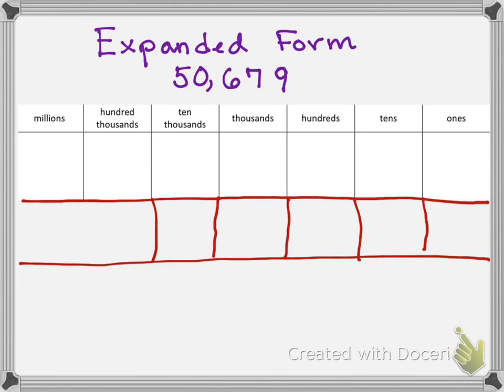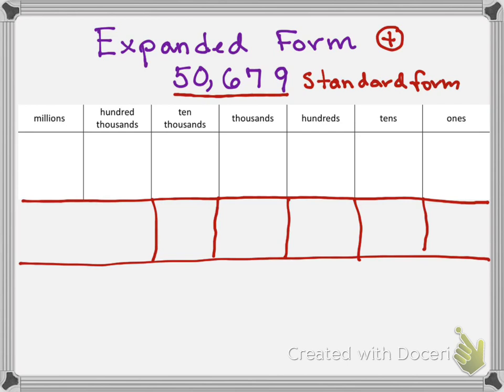All right, we're going to practice writing a number in expanded form. Right now, this number, 50,679, is in standard form. And we want to change this into expanded form. We want to stretch this number out. And how we do that, we're going to be using the plus sign, the addition sign.